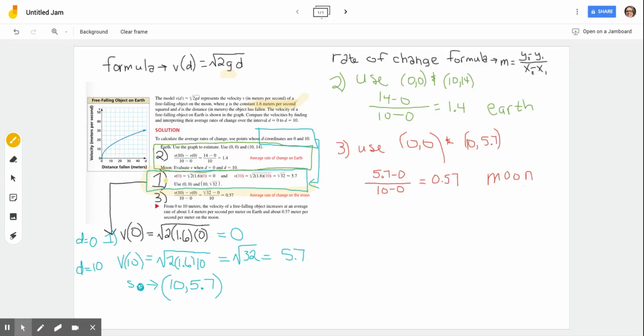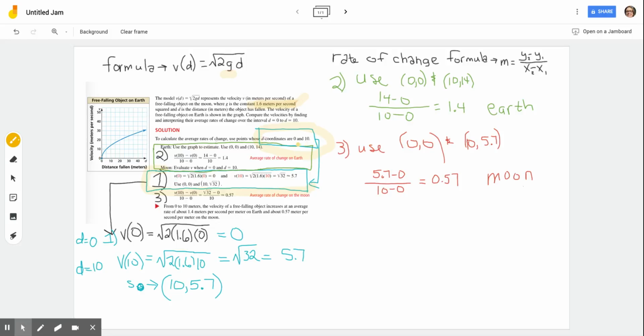So if you come down here, I'm going to put this as step 1. I have my formula, and I've replaced the G with 1.6, and they want us to use these coordinates right here. So I'm using 0 and 10. I only have to put in for 0 up here. So V of 0 equals the square root of 2 times 1.6, which is from right here, times 0. Well, anything times 0 is 0, so we have 0. So when the distance is 0, then the y value is going to be 0.